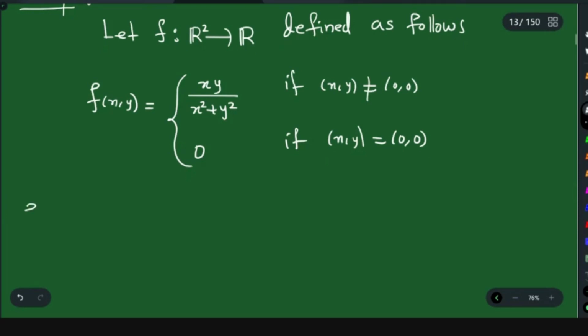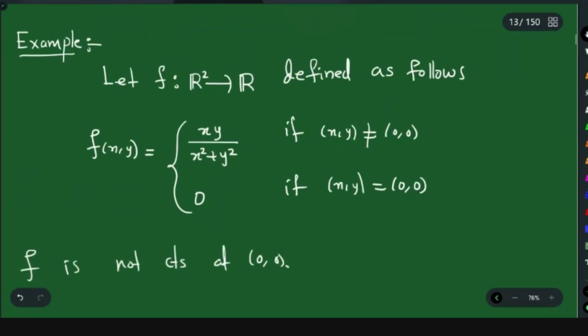So f is not continuous at (0,0). To show that, I'm considering a sequence. In order to show it is not continuous, it is enough to produce one sequence (xn, yn) which converges to (0,0), but f(xn, yn) does not converge to f(0,0). So that is enough, right?